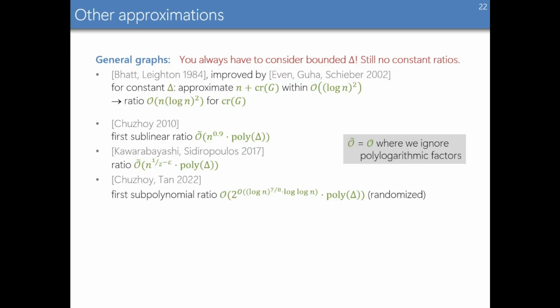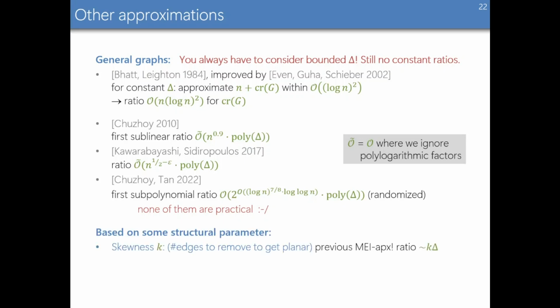What I did understand is that for all of these algorithms, none of them can be implemented in practice. So that's quite unfortunate. What algorithms are there that can approximate the crossing number in practice? Well, there is one that is parameterized by a structural parameter, the skewness. The skewness is just a fancy word for the number of edges I have to remove from a graph in order to get it down to being planar.